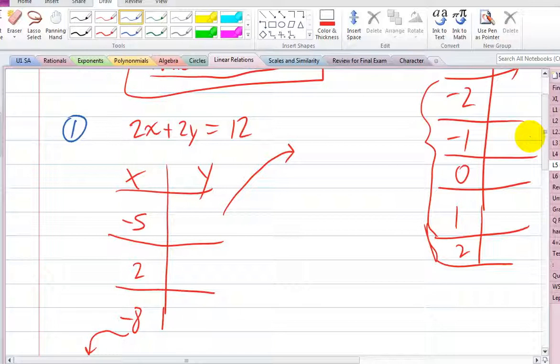So we're going to work on substituting and solving, a little bit of BEDMAS, and work on solving, which we did a couple units ago. So copy down this table here. We have x values given to us. We have -5, 2, and -8. So we have to find the appropriate y value for each x.